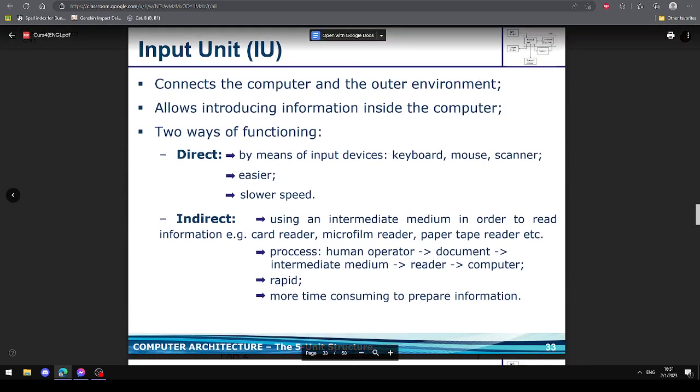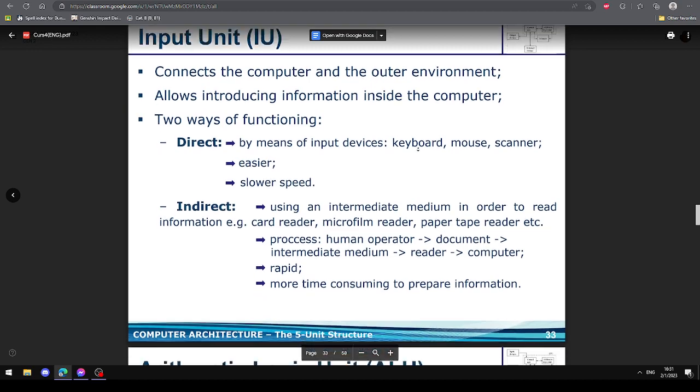Input unit connects the computer and the outer environment, allows introducing information inside the computer. Two ways of functioning: direct, by means of input devices, keyboard, mouse, scanner, it's easier but slower speed, and indirect, by using intermediate medium in order to read information, card reader, microfilm reader, paper tape reader, etc. Process: human operator, document, intermediate medium, reader, computer. It's rapid but more time consuming to prepare information.